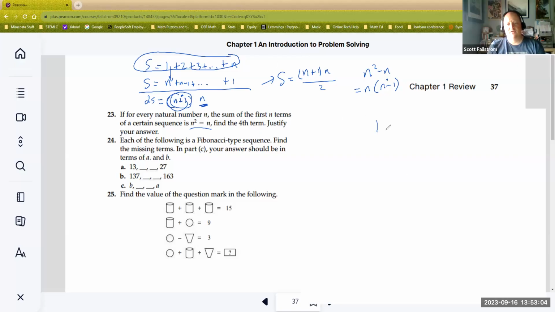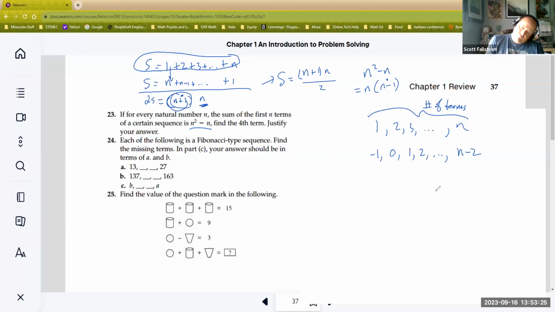So instead of 1, 2, 3, dot, dot, dot, up to n, I would need to take away 2 for everything. Because again, I want to keep the same number of terms. I just need every term to be 2 less. Okay, so if I do 2 less, then that'd be -1, 0, then 1, then 2, and so on, all the way down to n minus 2. Okay.